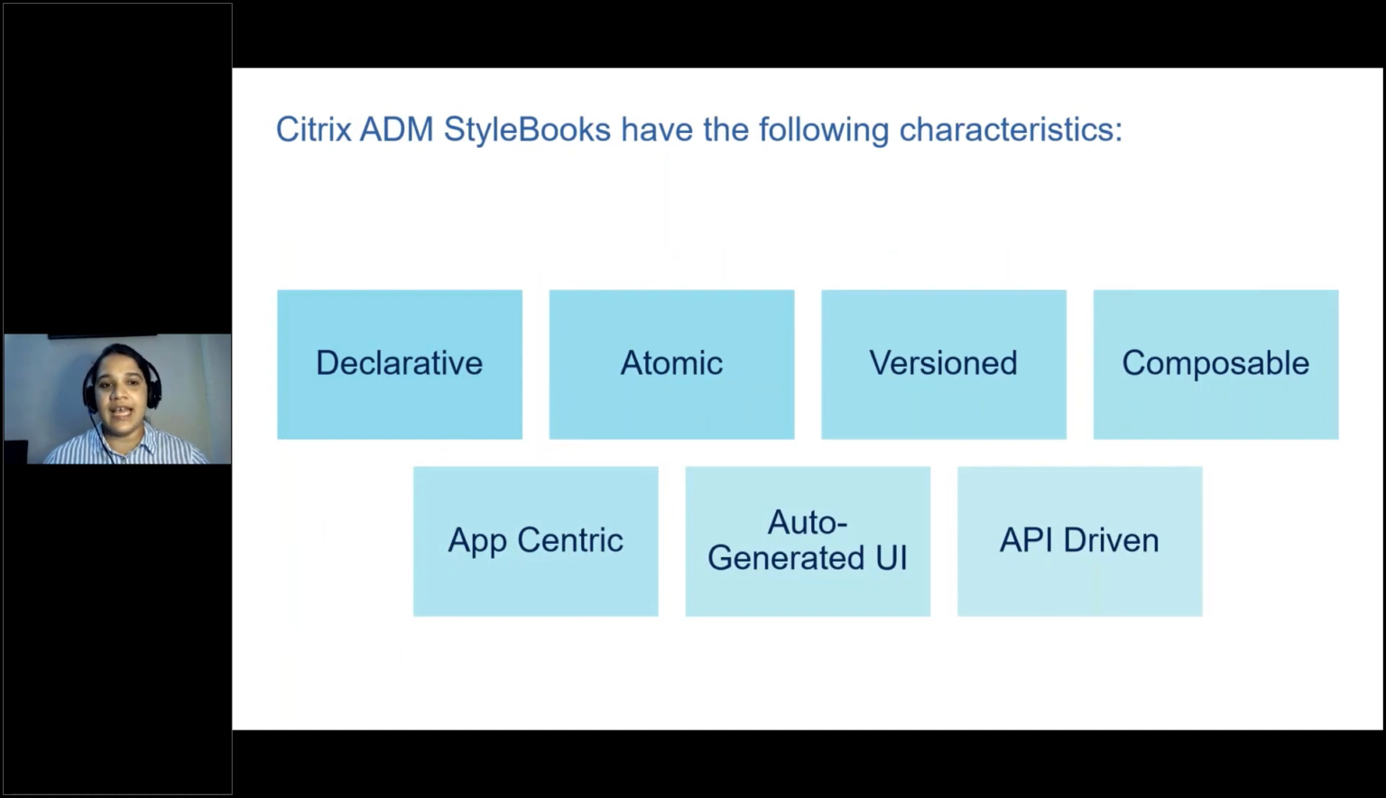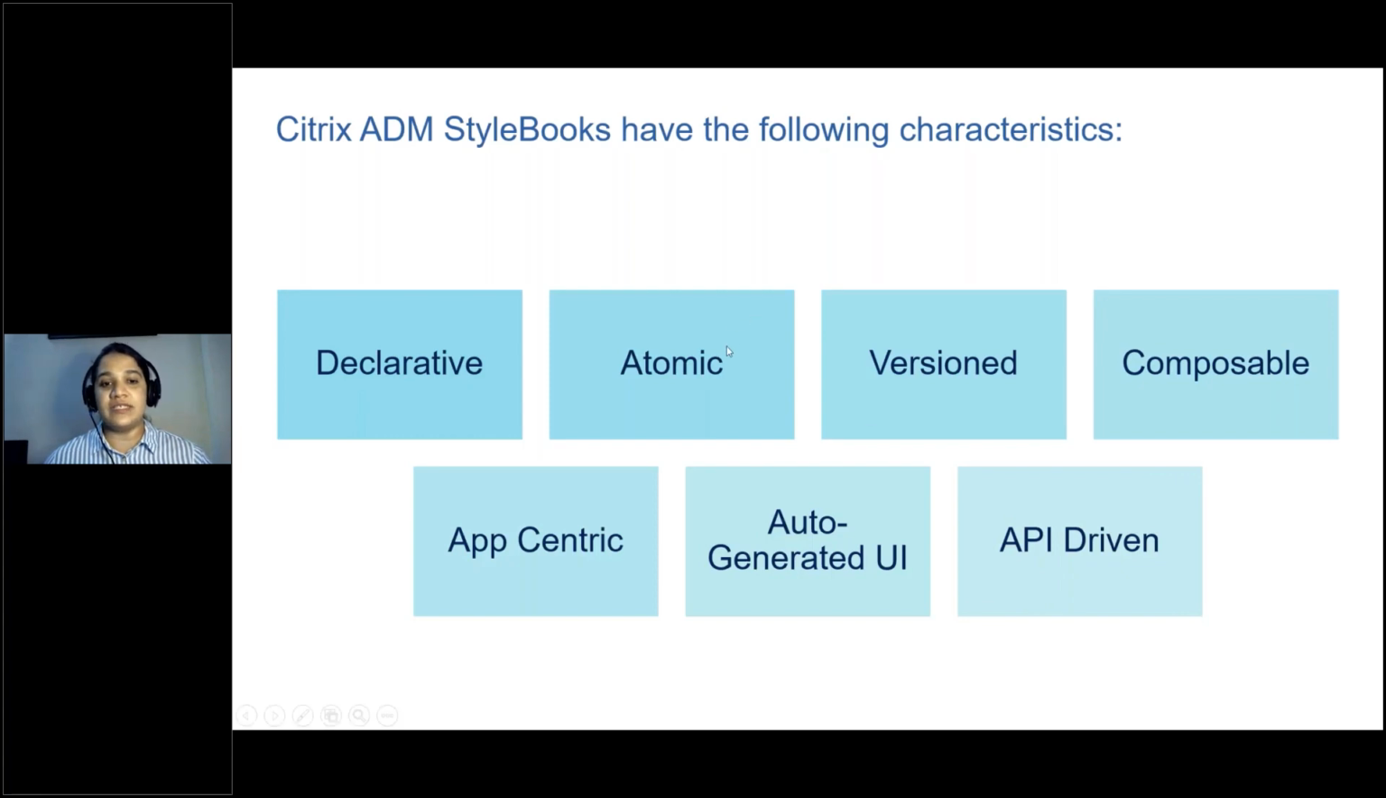These are some of the key characteristics of StyleBook. First is that it's declarative, which means that you define what your end goal or end output is to look like. You need not give a stepwise approach to reach the destination. You just tell ADM service that this is where I want to go. If your existing config is already having a certain state, it will compare with this declarative state and do the needful of what configs it needs to apply to get it to that state.